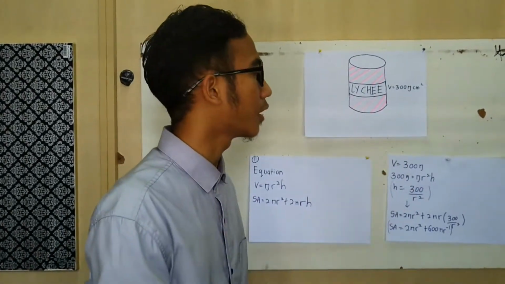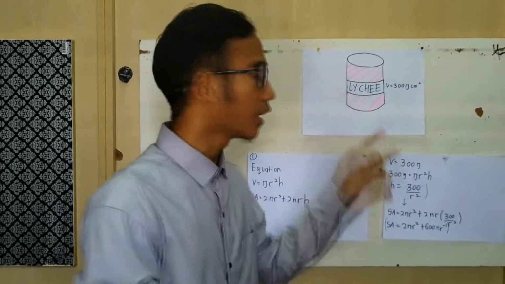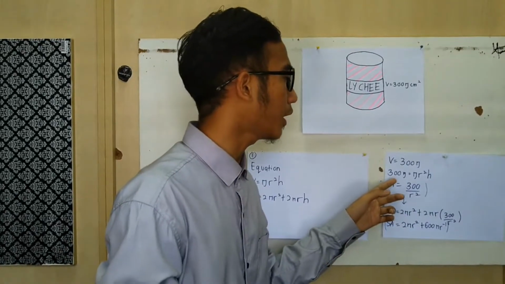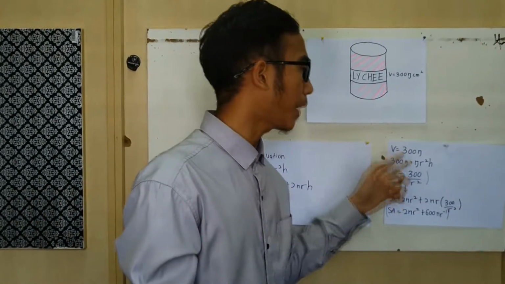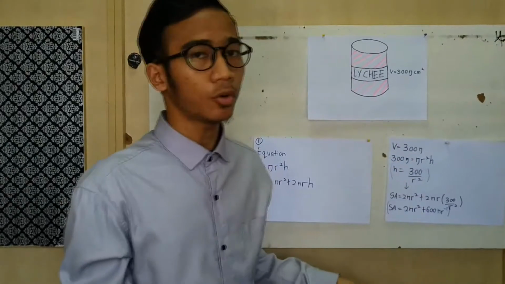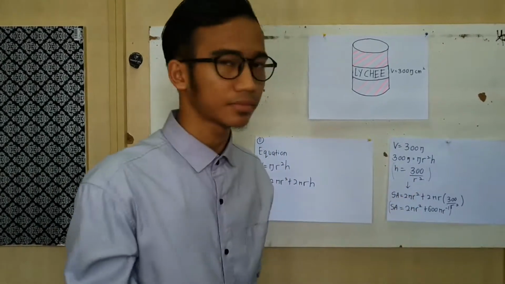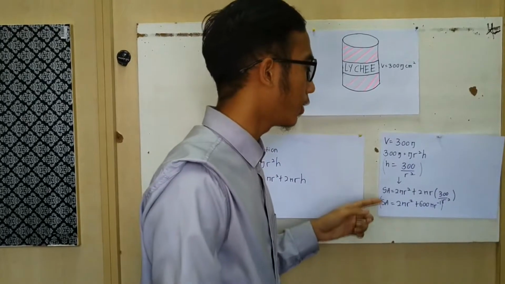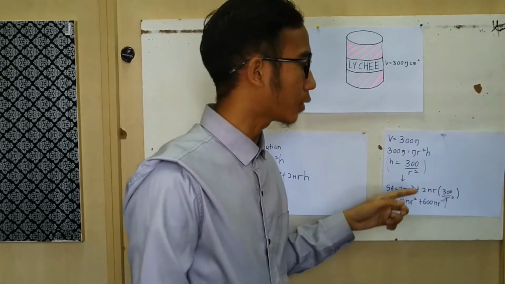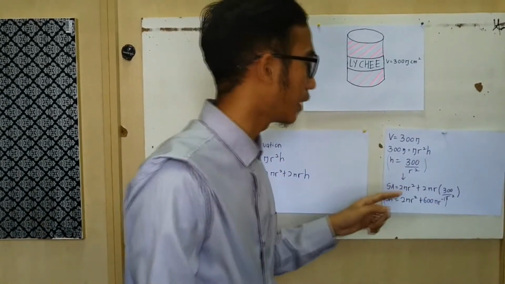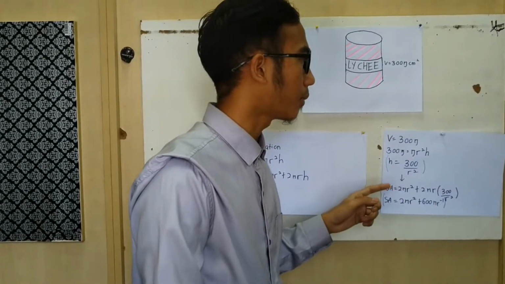So how do we solve using the formulas? By using the information given. First, we are already given 300 pi centimeter cube for the volume of the cylinder. So we just need to put it in the volume formula. So 300 pi equals pi times r squared times h. So we got h equal to 300 over r to the power of 2. Then the surface area formula is 2 pi r squared plus 2 pi r times h. But we already have h, so we just need to substitute h into the surface area formula. So the surface area equals 2 pi r squared plus 600 pi r to the power of negative 1.